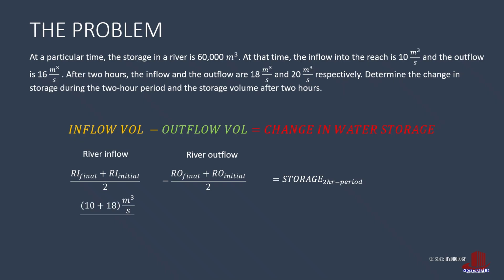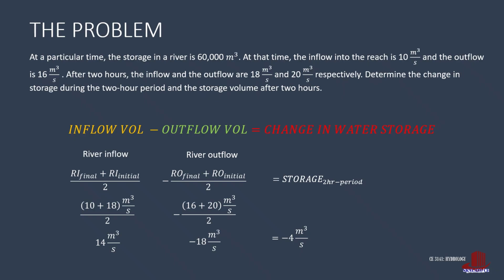Place values giving half of 10 and 18 for the inflow volume. The outflow has half of 16 and 20 cubic meters per second. Simplifying each term, we get 14 cms minus 18 cubic meters per second, or that is negative 4 cubic meters per second.